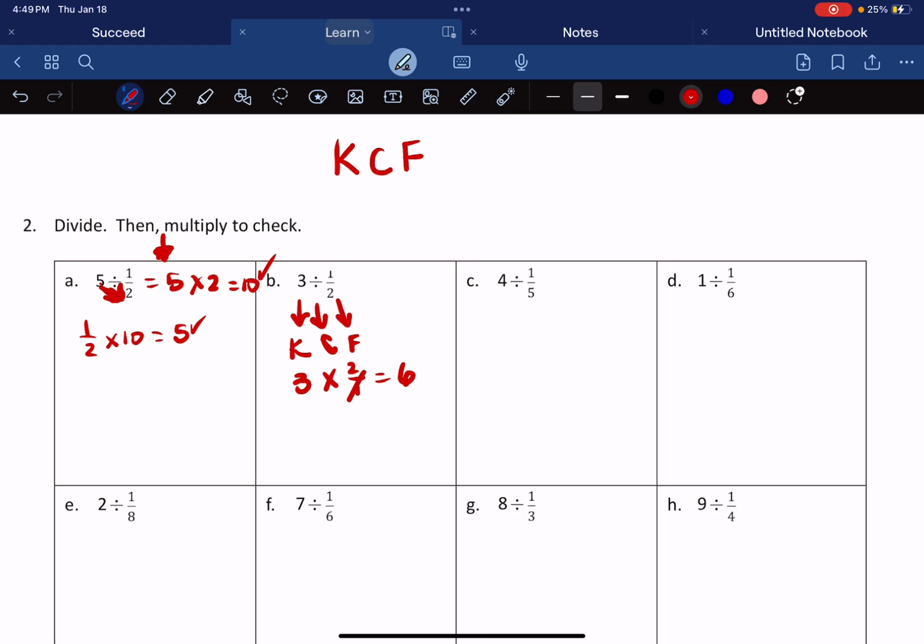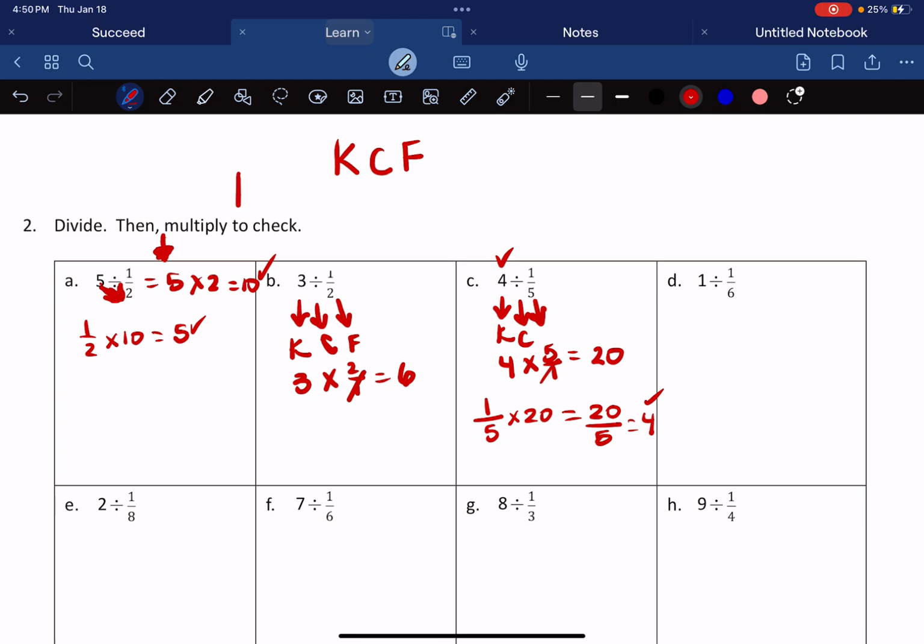So I have 4 divided by 1/5. I'm going to keep my 4, change my division to multiplication, and flip my 1/5 to 5/1. Again, my 1 is my denominator. I can lose it. And I now have 4 times 5 is 20. So again, if I did check with multiplication, I would do 1/5 times 20, which would equal 20/5, which would equal 4.